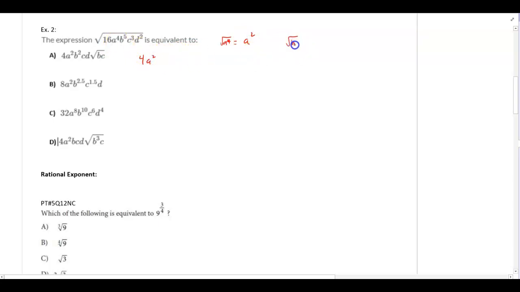Now, the square root of b to the 5th. If I take 5 and divide it by 2, 2 goes into 5 2 times, and I get a remainder of 1. So it's going to be b squared on the outside and the square root of b on the inside. Oh, sorry, b squared on the outside. Okay, now c, the square root of c to the 3rd. Well, 3 divided by 2 is 1, remainder 1. So c on the outside, 1c on the inside. And then the square root of d squared is just going to be d.